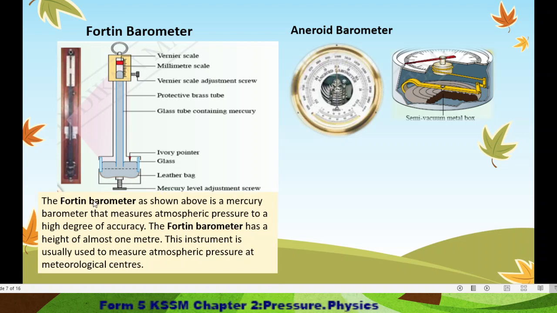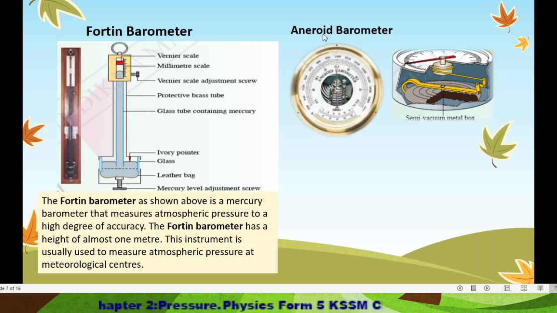So this Fortin barometer shown above is a mercury barometer that measures atmospheric pressure to a high degree of accuracy. There is a vernier scale in millimeter scale. The Fortin barometer has a height of almost 1 meter. This instrument is usually used to measure atmospheric pressure at meteorological centers. Okay, so this one we can bring and it can be handled easily compared to the simple mercury barometer.